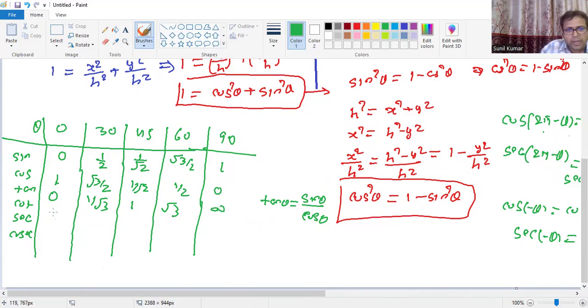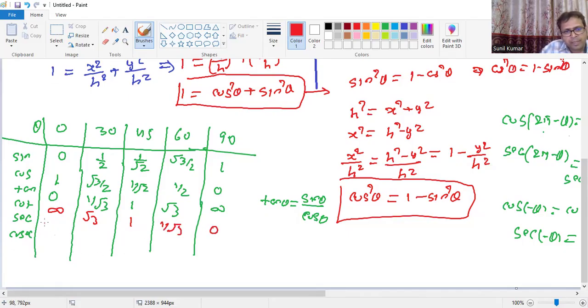Know that. And for cot, what we have to do is just reverse this tan value. So here we'll get cot 0 as infinity, and here we have root 3, or we can use one more concept: for cot, 1 by tan is equal to cot. So infinity, root 3, 1 by root 3, and here 0.